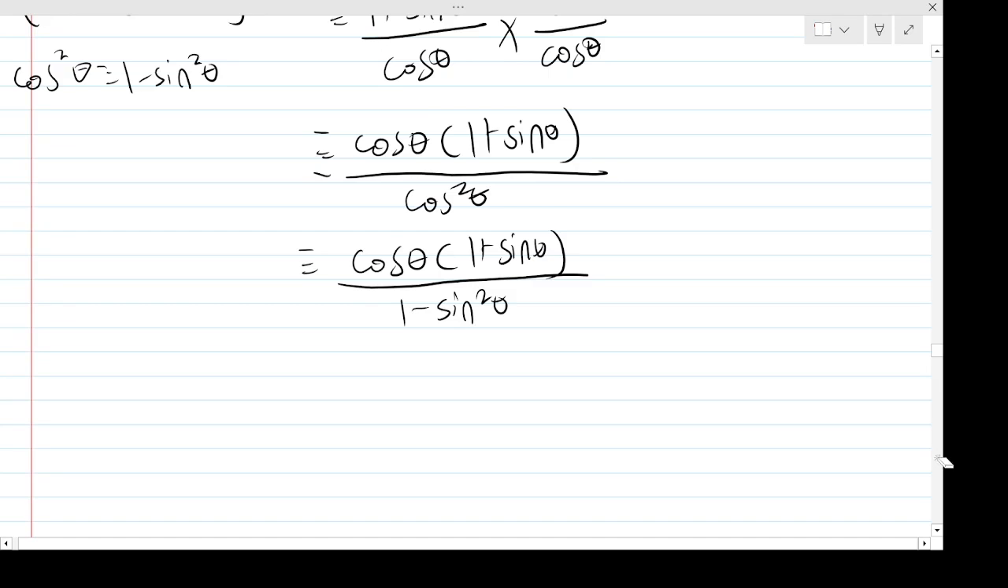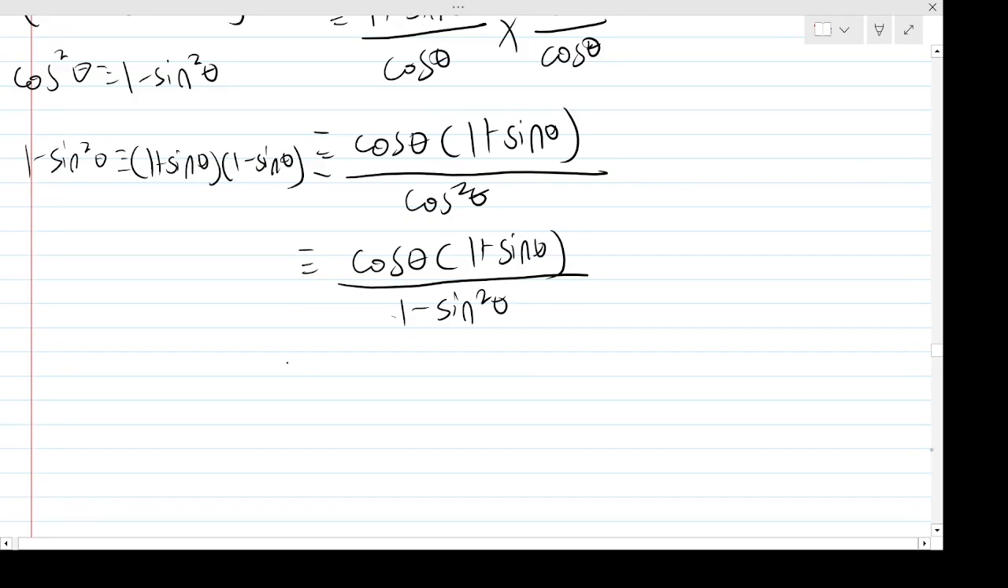I can factorise the bottom now. This is a difference of two squares, right? So 1 minus sine squared would factorise to 1 plus sine and 1 minus sine. Hopefully you can see that. It's a difference of two squares. You can check if you expand it, that's what you get. This is like 1 squared minus sine squared, which gets me 1 plus sine, 1 minus sine.